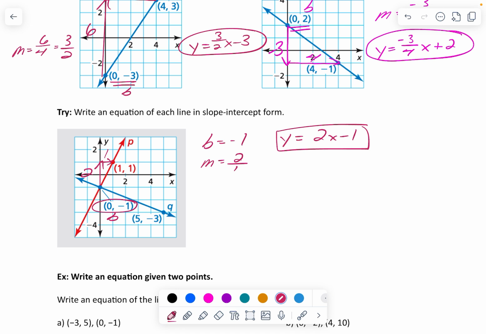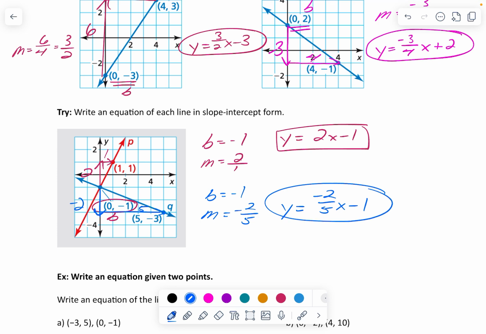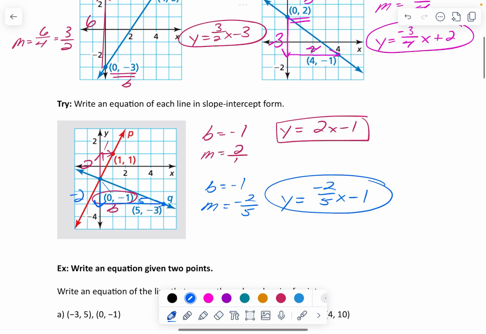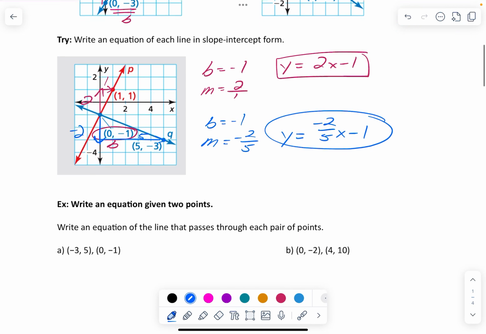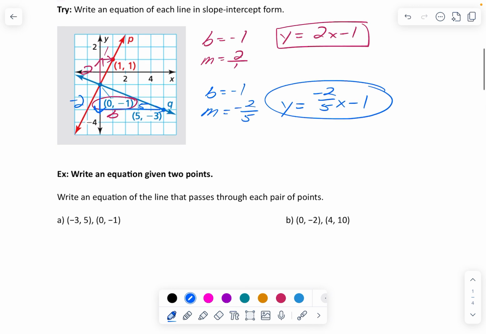For my blue line, it looks like down 2 over 5. So b is still negative 1, but here my slope is negative 2 over 5. So my equation is going to be y equals negative 2/5 x minus 1. So when we have the picture, it's nice because we can just draw and count and look.